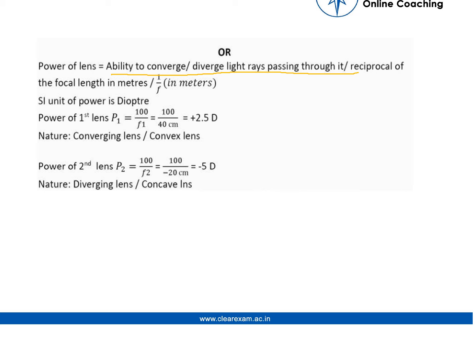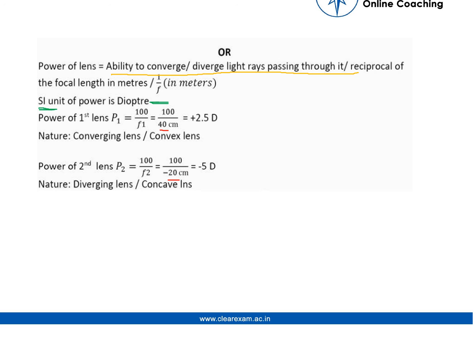So you have to combine all these terms and write a proper definition. And the question also said to write the SI unit. SI unit of power is diopter. Moving on to the small numerical, which said that we have lenses of focal length 40 centimeter and minus 20 centimeter, and we have to calculate the power of both the lenses.